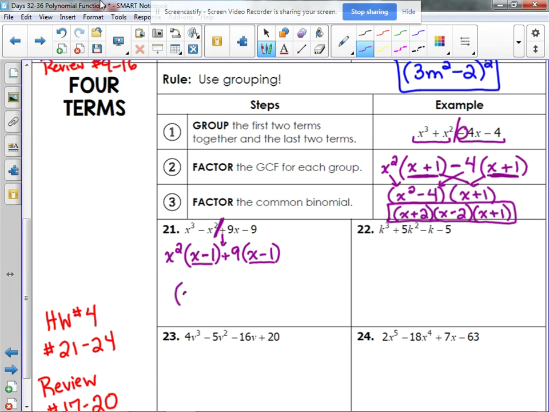Okay, so our GCFs go together. The x squared, the plus 9, 2-for-1 special. I know that sounds silly, but you're much more likely to remember it. Check for further factoring. X squared and 9 are perfect squares, but it's a plus. We cannot do the sum of perfect squares. It's only the difference of perfect squares. So that one is finished.